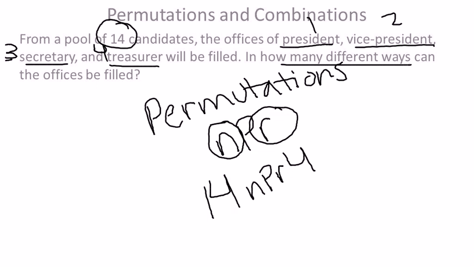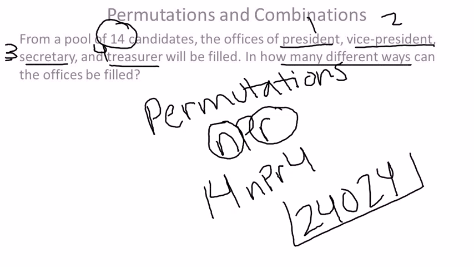And then when you plug that in, you should get 24,024. So that's the different ways the offices can be filled. And that's your answer.